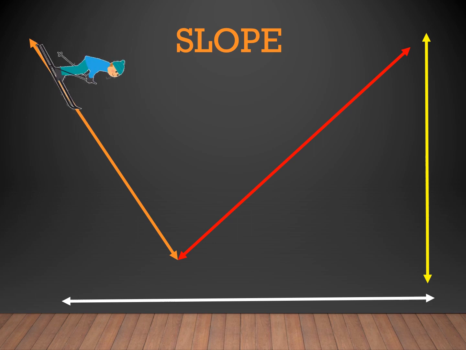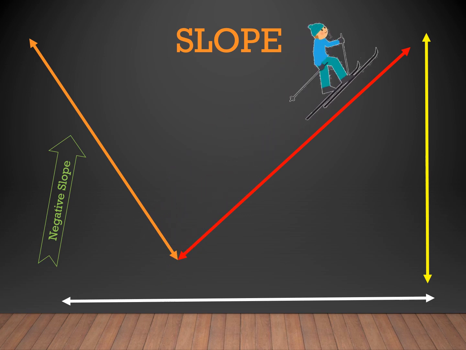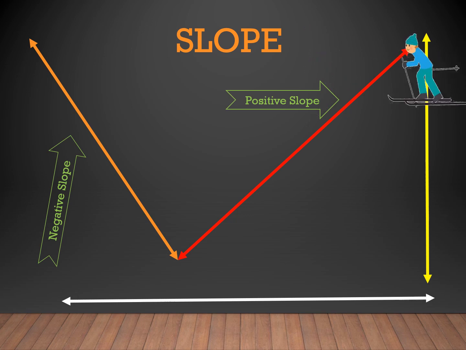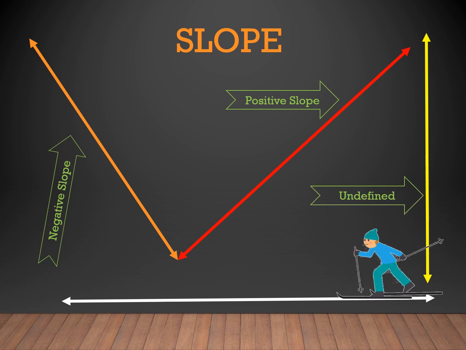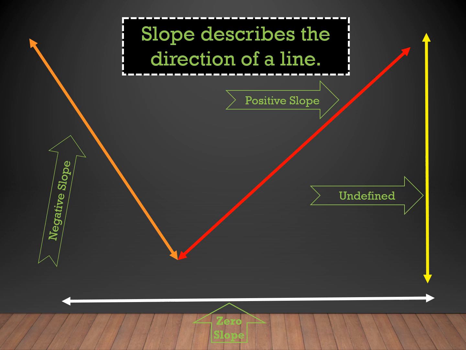Now we have types of slopes. If a line is falling from left to right, the slope is negative. If it's rising from left to right, the slope is positive. If it's vertical, the slope is undefined. And if my line is horizontal, the slope is 0. So what can you tell about the slope? It describes the direction of a line.